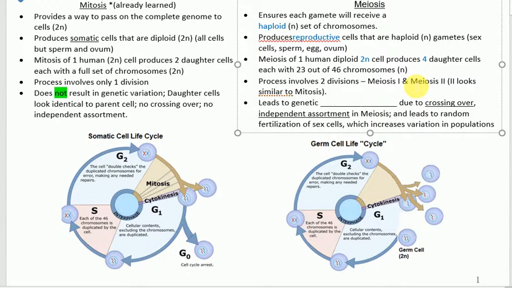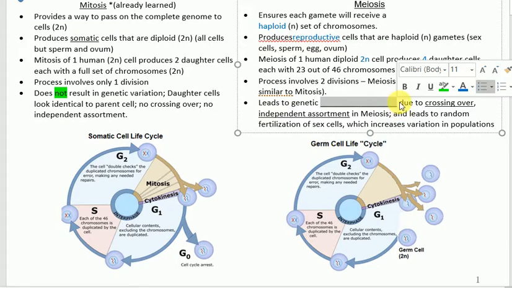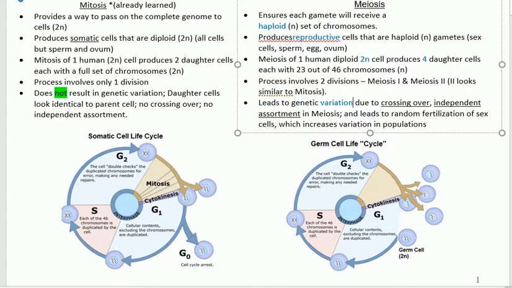This process is going to involve 2 divisions. They're very easily named, meiosis 1 and meiosis 2. And they're easy to remember because meiosis II looks very similar to mitosis. Meiosis is going to lead to genetic variation due to crossing over and independent assortment. It also leads to random fertilization of sex cells, which increases the variation in the population.